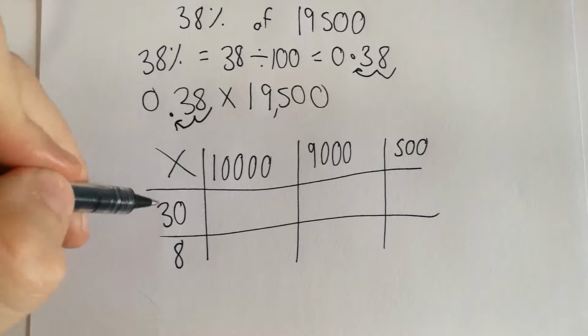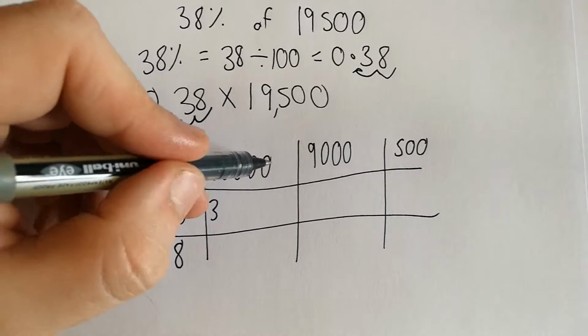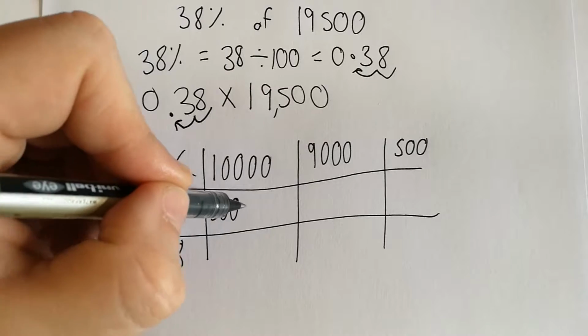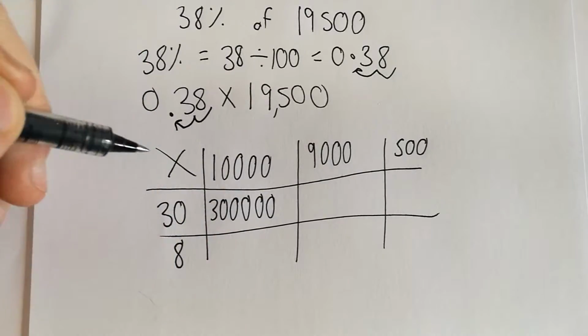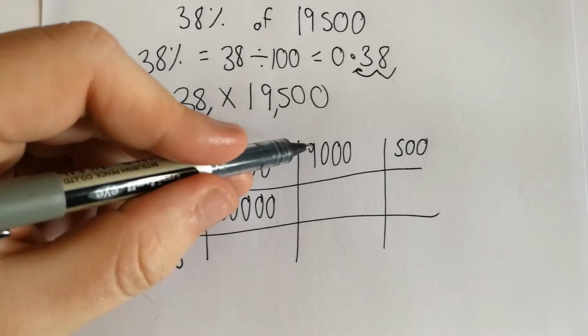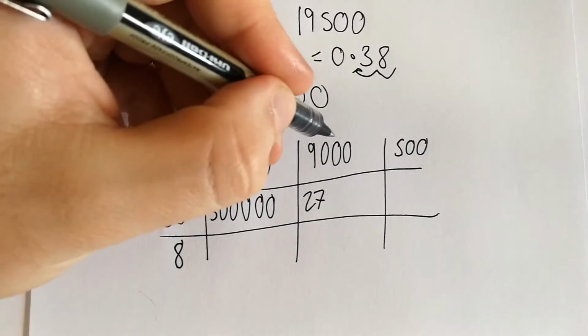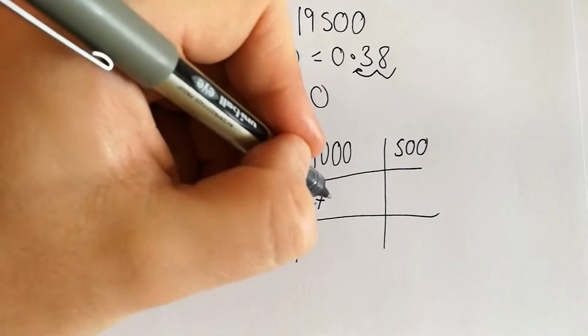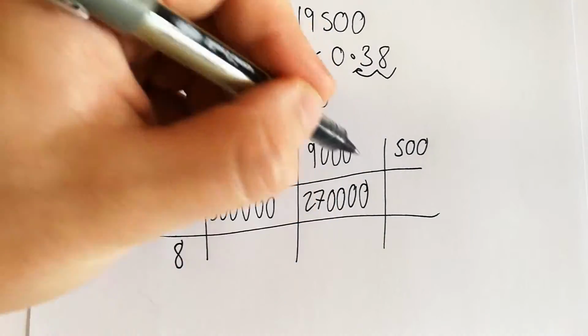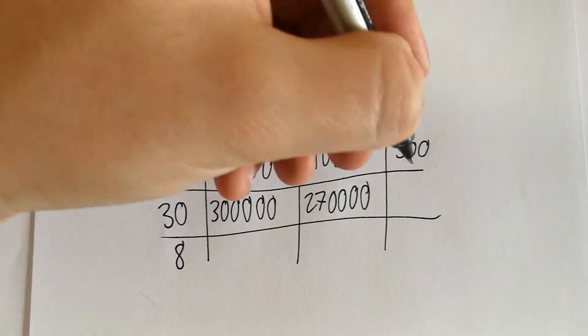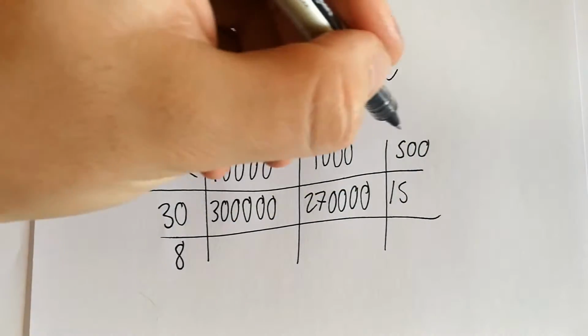Now we've got 1 times 3 is 3, with 1, 2, 3, 4, 5 zeros. 3 times 9 is 27, with 4 zeros, 1, 2, 3, 4, there we go. 3 times 5 is 15, with 1, 2, 3 zeros.